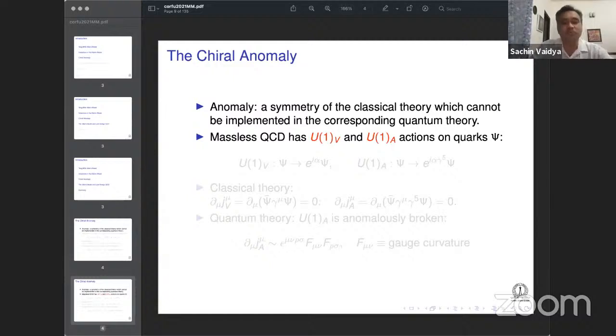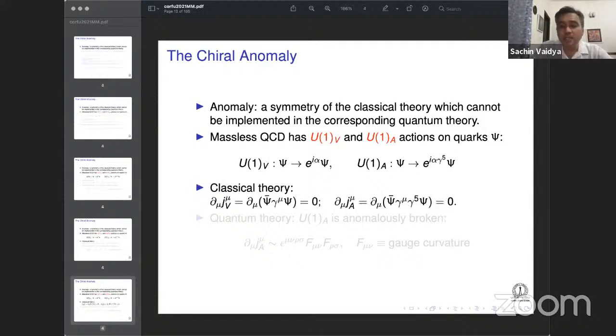I will use these two names interchangeably. And this occurs in massless QCD. So as we know, massless QCD has two conserved U(1)s classically, the U(1) vector and the U(1) axial, and they act on the quarks, like I've shown here. And this action, by Noether's theorem in classical theory, leads to these conserved currents. The vector current as well as the axial current is conserved.